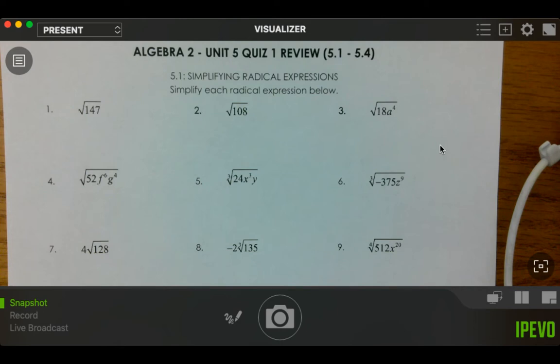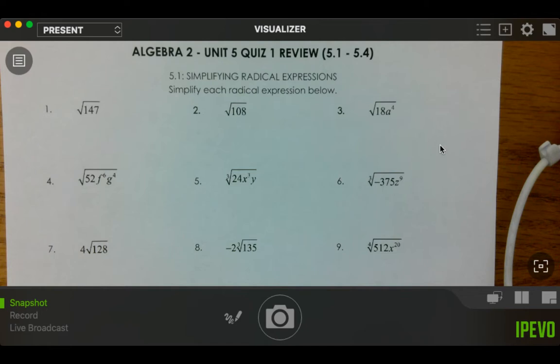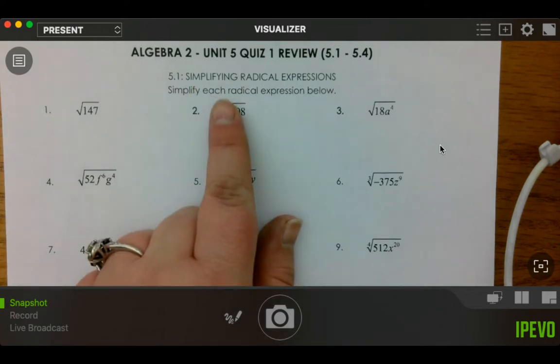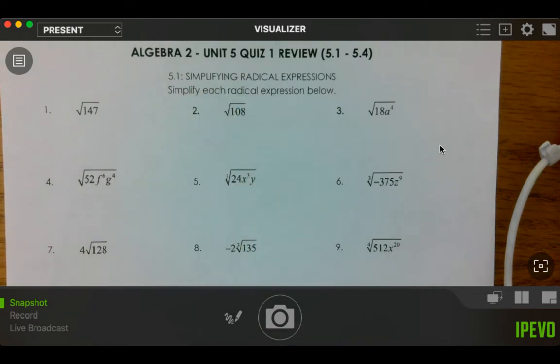Hey guys, so I'm going to run through a few of the problems on the Unit 5 Quiz 1 review. This covers sections from 5.1 to 5.4. You will notice that there are way more problems in the 5.1 section because this is the most important section. If you do not know how to simplify radical expressions, then the rest of the sections are not going to go super well either because you end up using this in all the others.